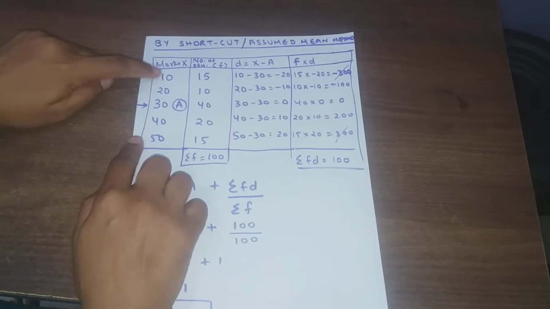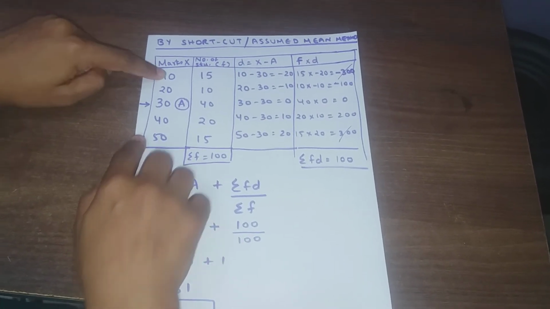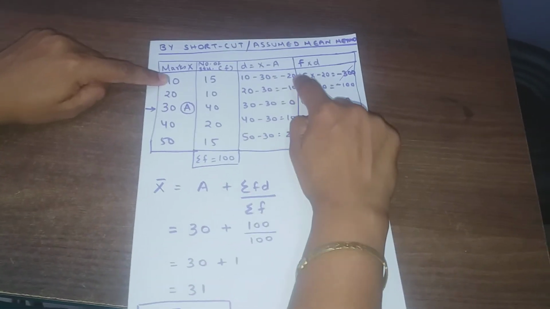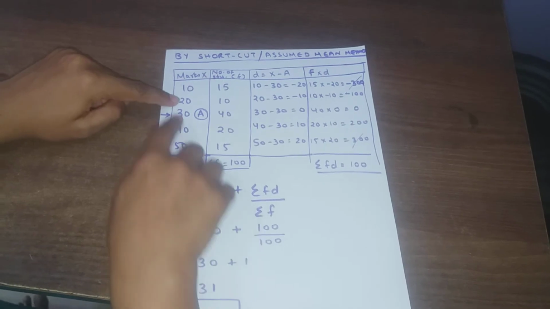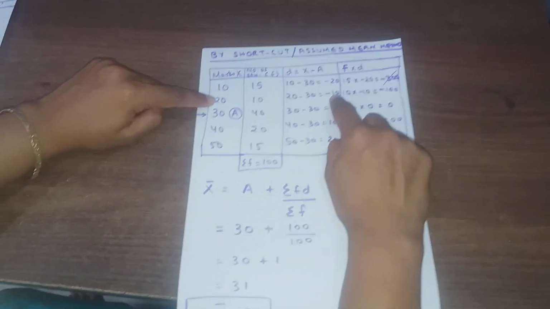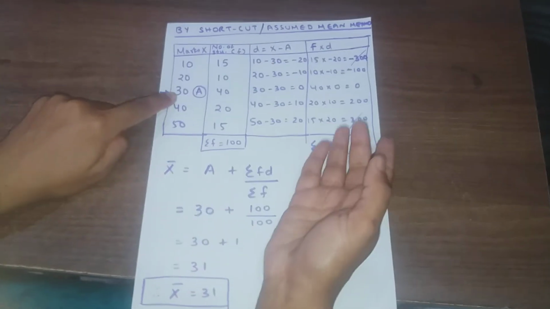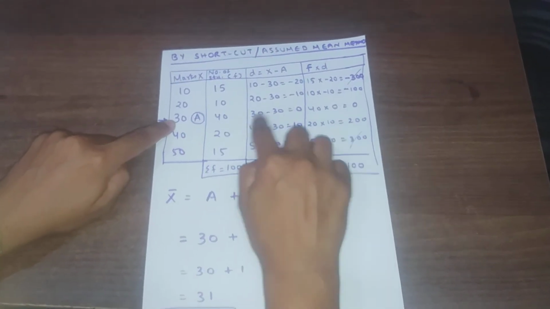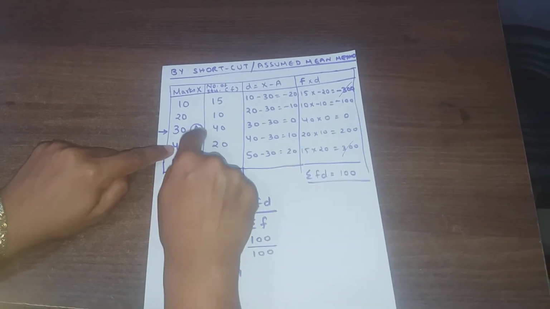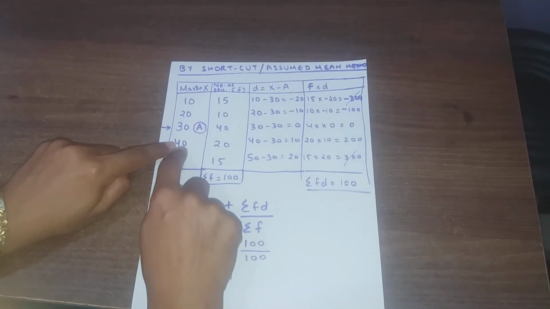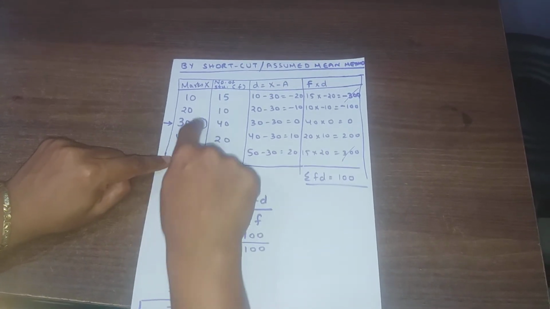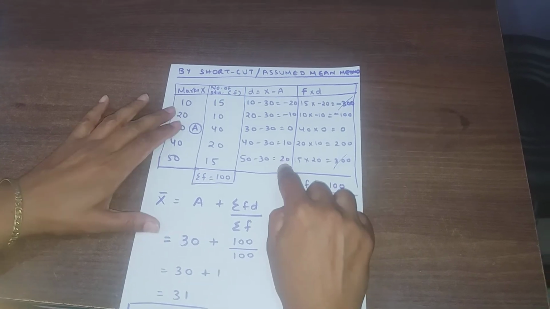How come? First x is 10 and a is constant 30. So 10 minus 30 will give you minus 20. Now second x is 20, minus 30 will give you minus 10. 30 and assumed mean is also 30. So 30 minus 30, 0. Now x is this time 40, but assumed mean remains the same, 30. 40 minus 30, 10, plus 10. And 50 minus 30, plus 20.